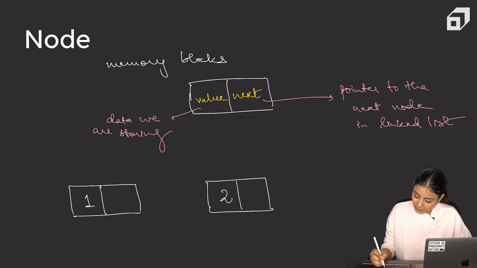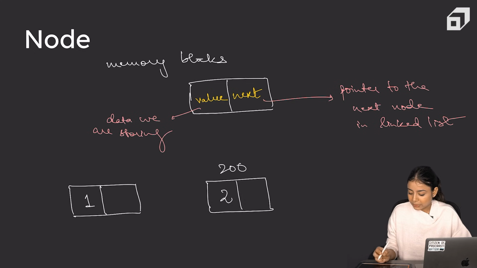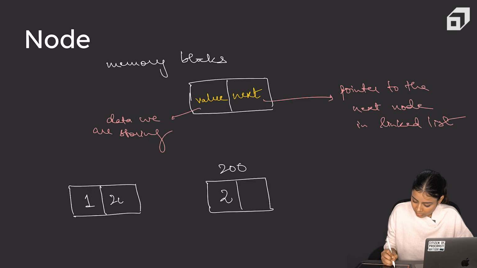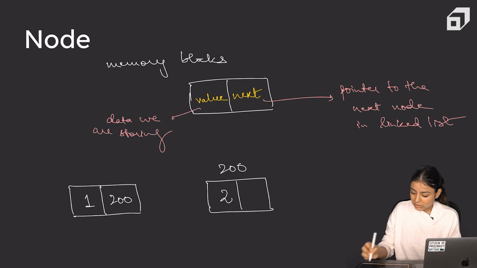So for example, if this node is present at address 200, I'm just taking an example here, I'll have the address of the next node in the second part of my node. All right, so this is how I'll have these two nodes connected.